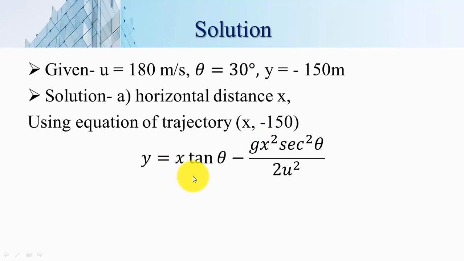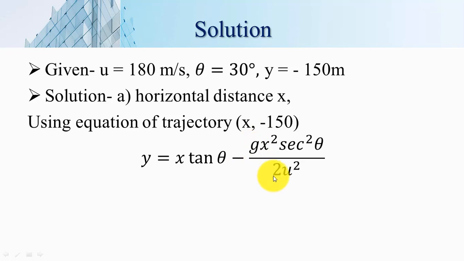If you use only the equation of range, it will give you only one answer, and that equation is derived only for the condition when the particle lands on the same line as the point of projection. In our case, the particle is going below the point of projection. So it is better to use the equation of trajectory, where x is unknown and y is minus 150. So this equation is written over here.